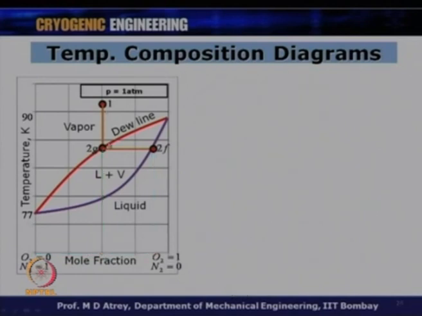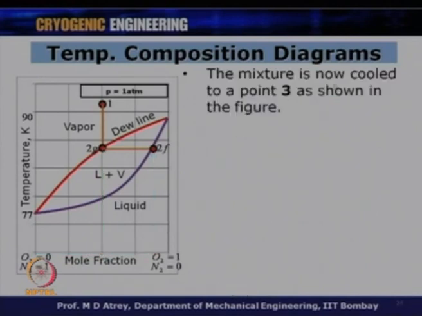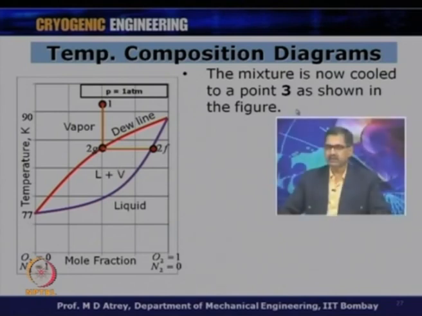This we have just cooled up to 2G now. The mixture is now cooled to point 3. So, if I come down further, I will come to point 3 as shown in this figure, and therefore, I am cooling this mixture from 2G to 3. That means, it has come straight into the heart of this two phase diagram. Are you understanding now?